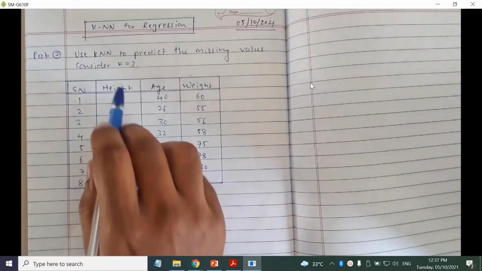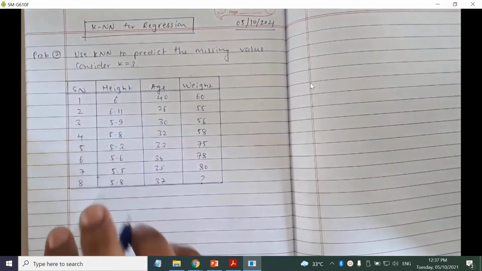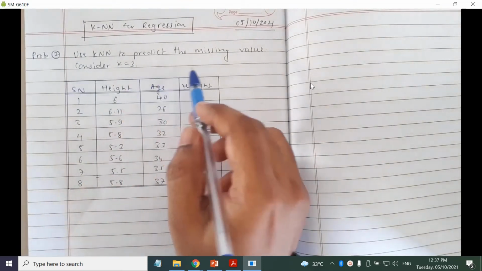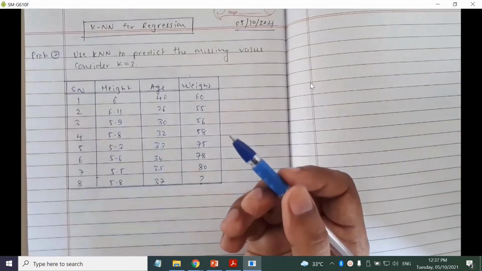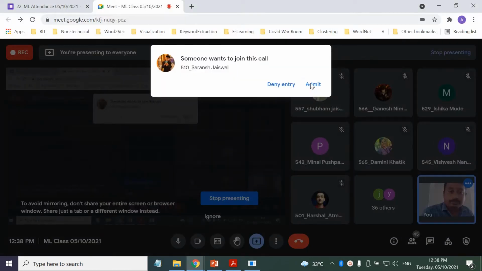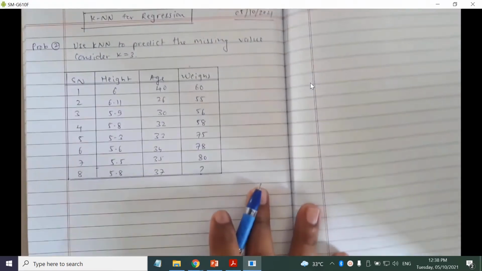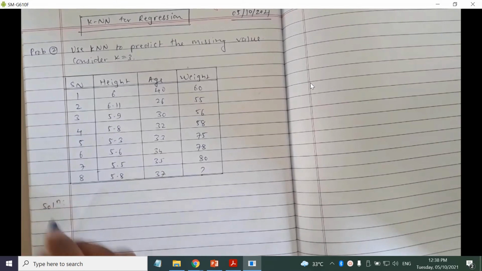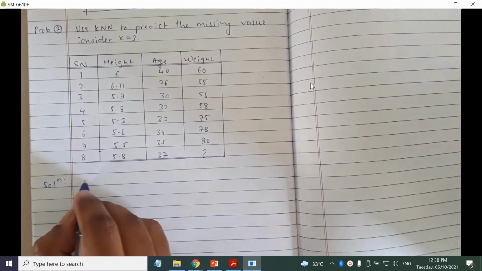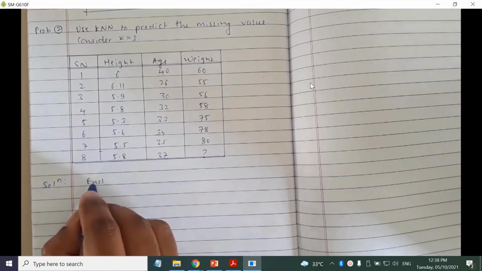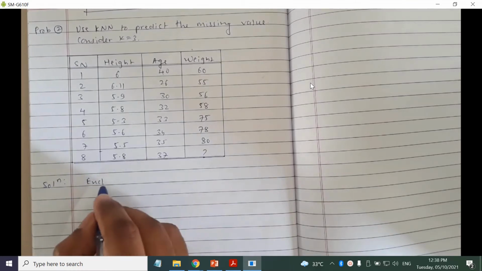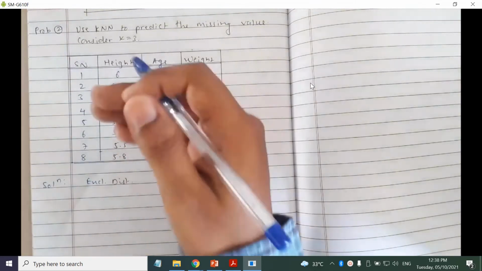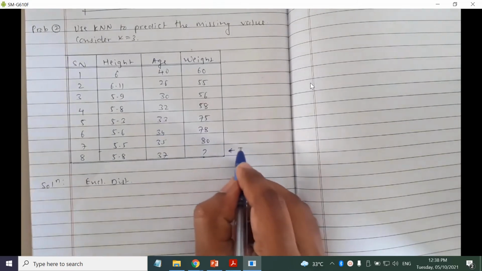So as k equals 3, we have to find the 3 nearest neighbors. Again, nothing is mentioned about the distance to be used, so we'll go with the Euclidean distance. Now let us find out the Euclidean distance. So I will not write the distance formula. So the Euclidean distance between height and age, and this is my test sample.